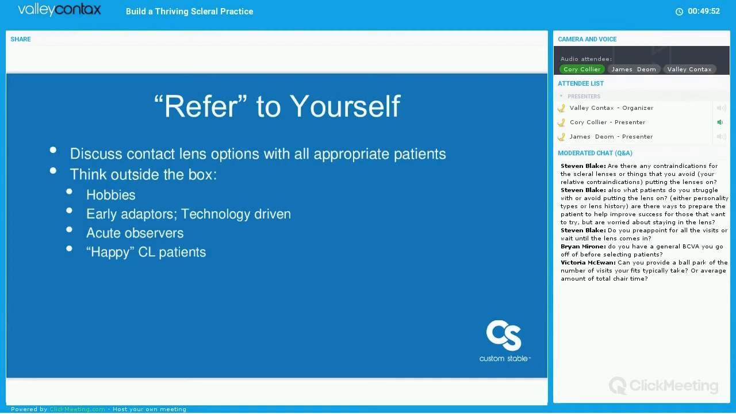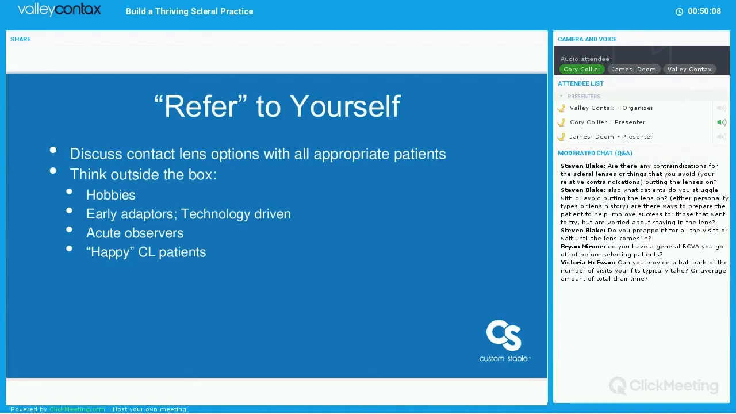Acute observers, these are GP optics, right? So we can get excellent vision for these patients, whether they're high ametropias or contact lens astigmatism patients. We can really get clear and concise vision with these lenses.